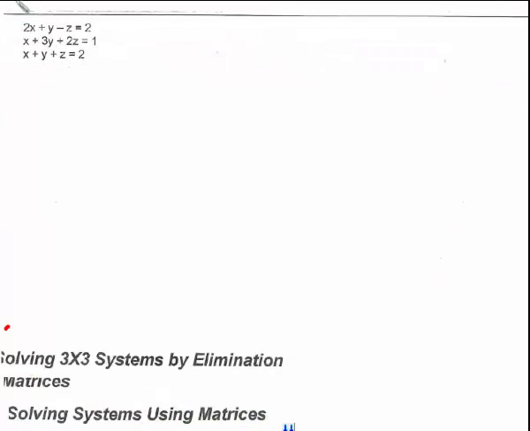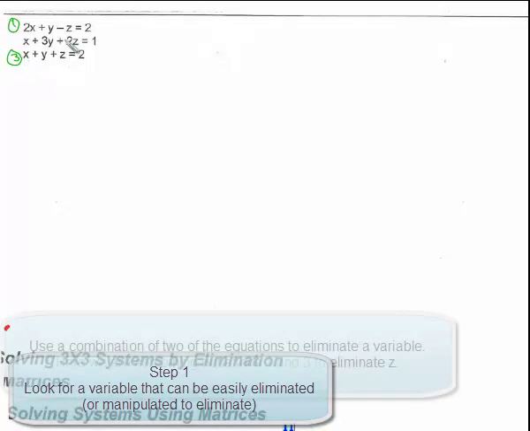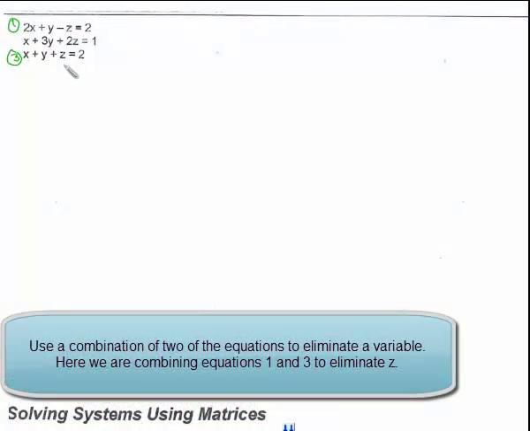This one looks a little bit more complicated, but again, we want to make sure that we look for something that we can eliminate. And if you look at equations 1 and equation 3, notice that the z's are opposite pairs, so we can eliminate z. So let's add these two equations together first. Combining these two equations gives us 3x plus 2y is equal to 4, because the z's will cancel.